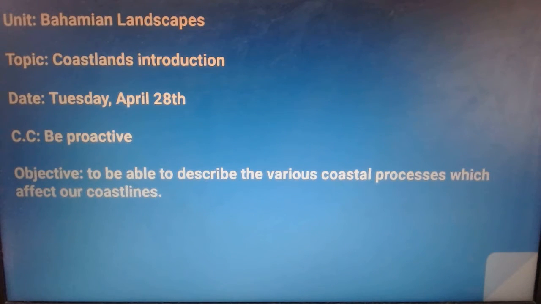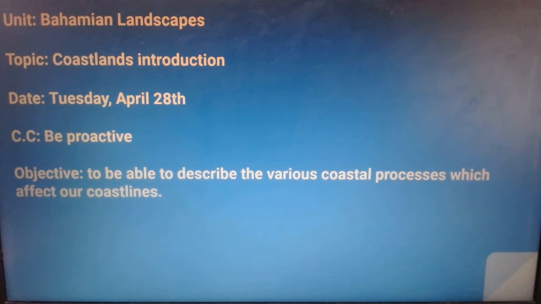Tuesday's lesson. Right, we're finished with our coral reefs yesterday. I know there was a lot of information in the coral reefs lesson, okay? And some homework. So, nice easy lesson today about just an introduction to coasts and coastlands in general, okay? So this is the last bit of Bahamian landscapes, but it's going to be the longest part. Okay, it'll probably take us about 4 lessons to get through all of this information.